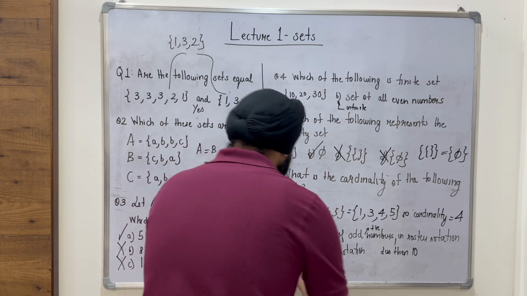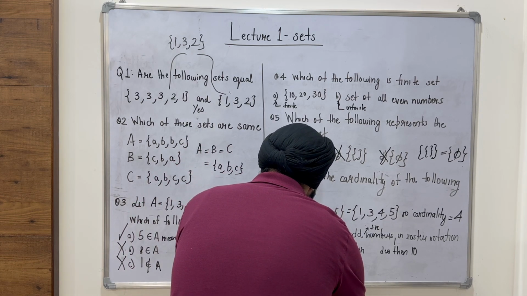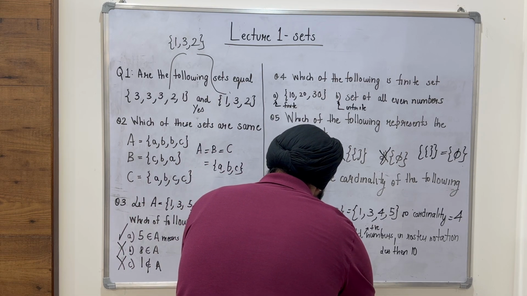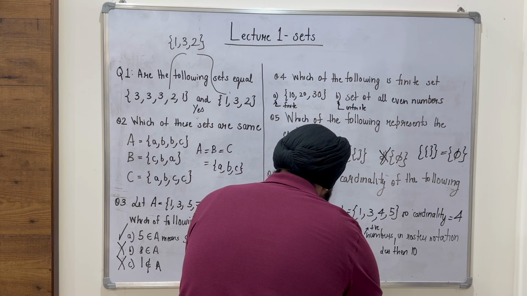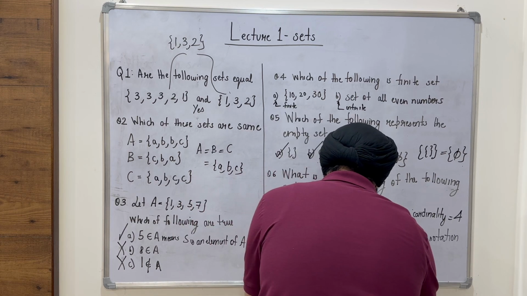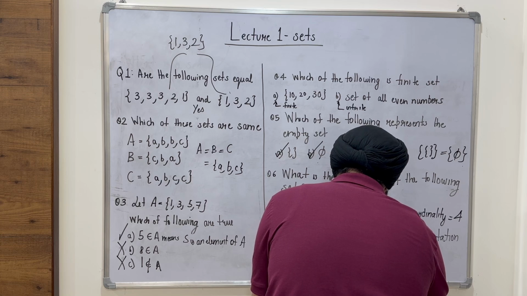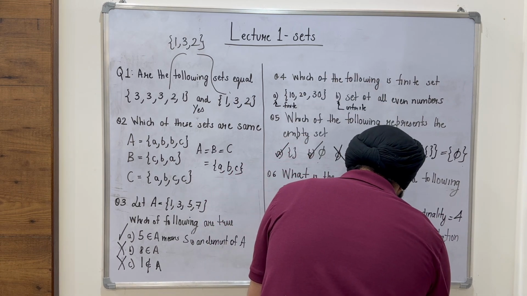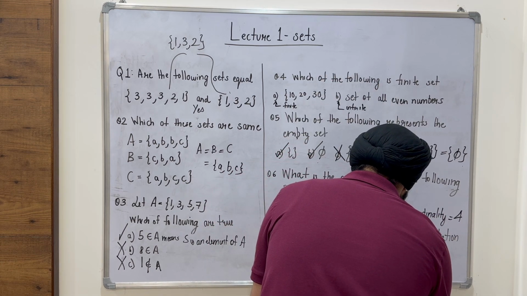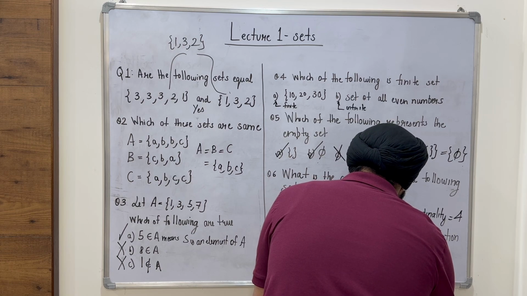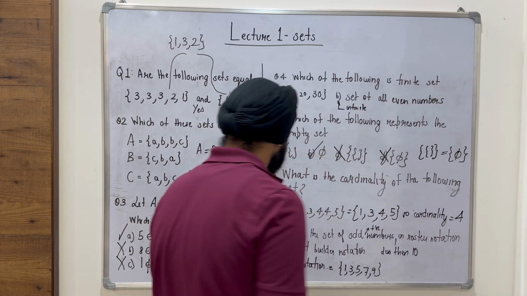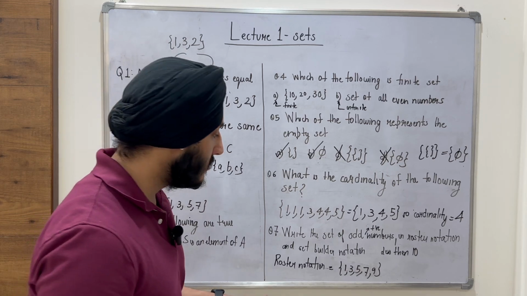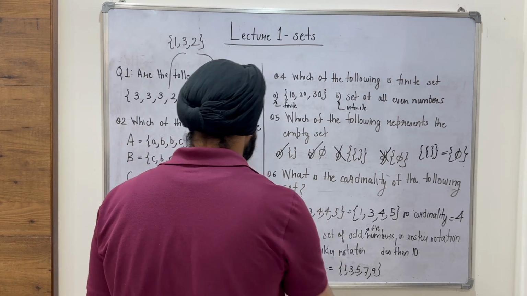So the roster notation is simply just representing it with curly braces and all the elements, which is 1, 3, 5, 7, and 9. And the set builder notation of this would be, I'll just write it down over here.